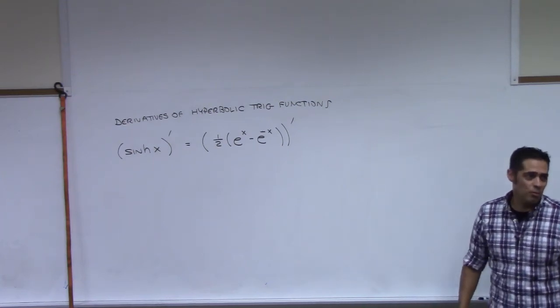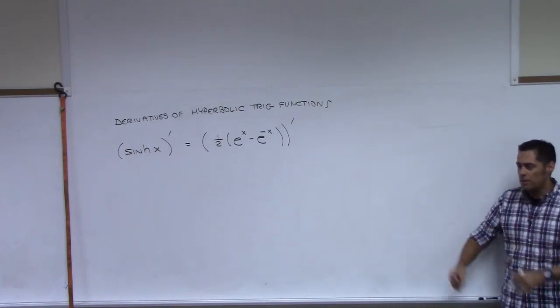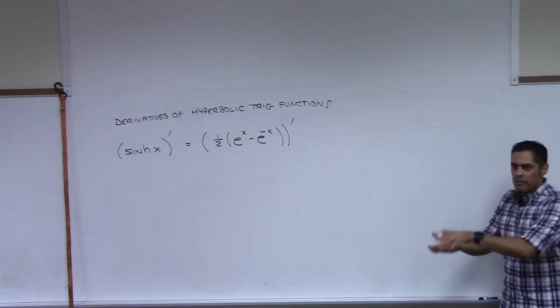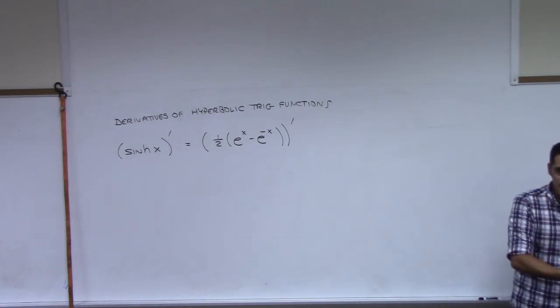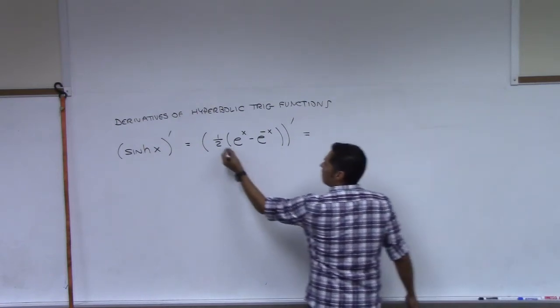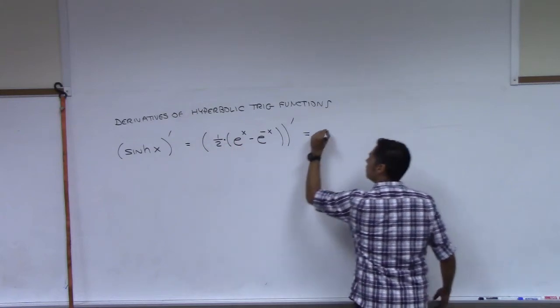Hyperbolic cosine, right? Wouldn't that be great? Because that would be just like the other trig functions. Derivative of sine is cosine. It would be nice if derivative of hyperbolic sine was hyperbolic cosine, right? Let's see if it is. So what about the 1/2 out here? It's attached to the function, so it just comes along.